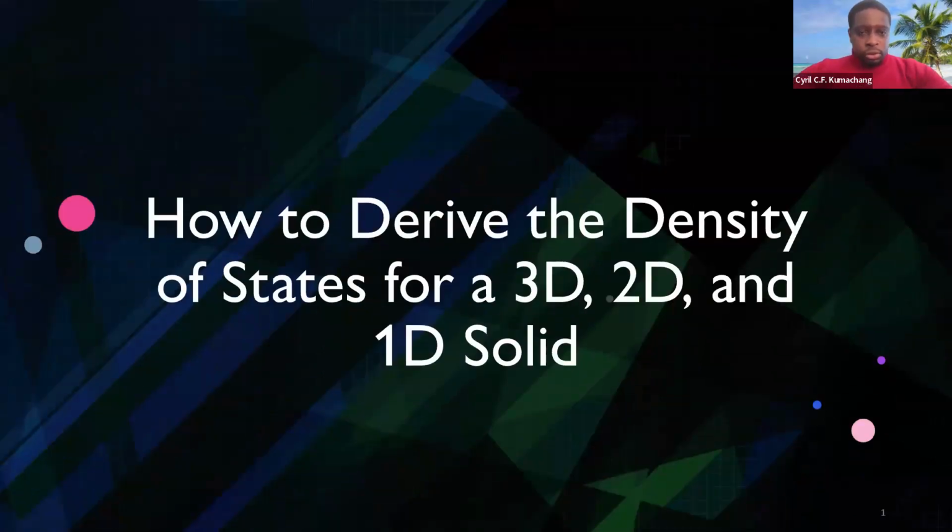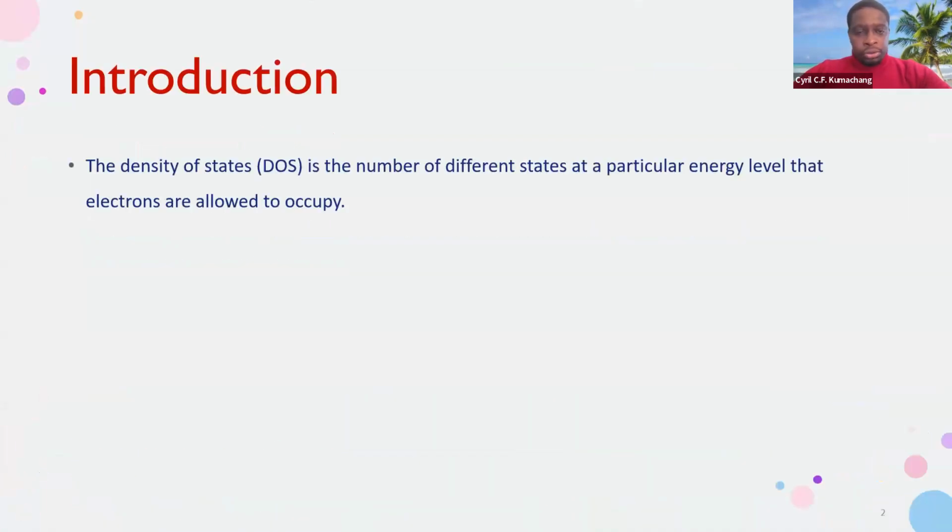Hello. In this video, I'm going to show you how to derive the density of states for a 3D, 2D, and 1D solid. Before we dive into the derivations, the density of state is the number of different states at a particular energy level that electrons are allowed to occupy.